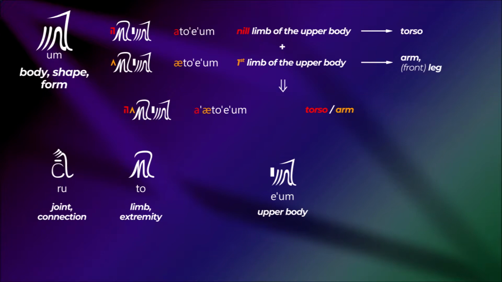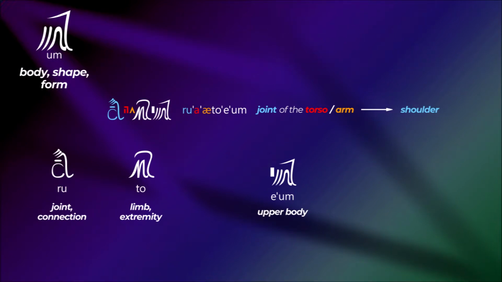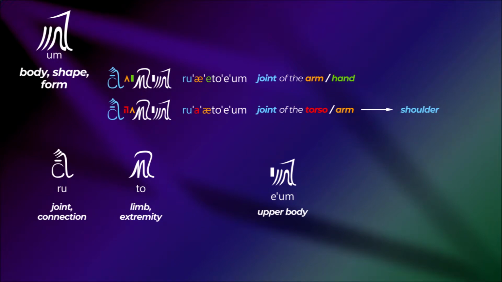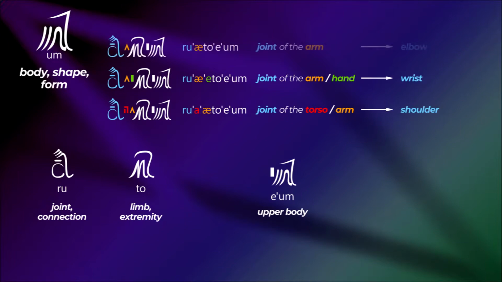This word in itself is quite useless unless we put ru in front of it. We now have a word that we can use to describe the joint that connects your arm to your torso. That is a shoulder. And with this insight, we've opened up an entire world of possibilities. Ru ai eto eum is the joint that connects the first limb to the second degree limb, your arm and your hand. This is the wrist. Now, the arm itself also has a joint. To describe it, we don't need 2 liska, but just 1. The joint of the first degree limb is your elbow.